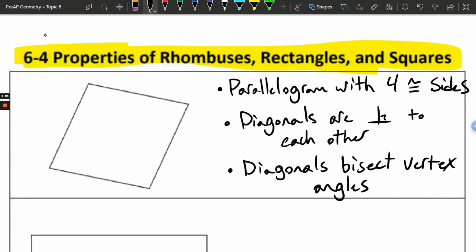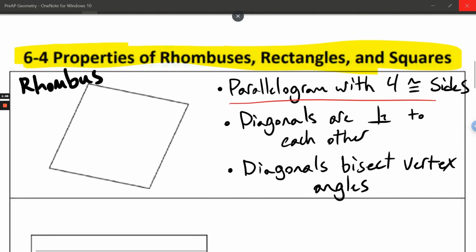This is actually our first shape, a rhombus. A rhombus has a few special properties that it shares with parallelograms in general. First of all, the definition of a rhombus is a parallelogram with four congruent sides.